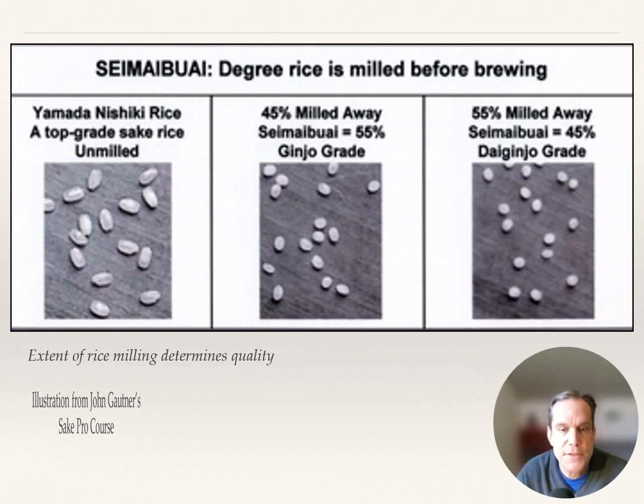So the technical term for rice milling is seimai buai, and that refers to the degree the rice is milled before brewing. So it's kind of the amount of rice that's remaining after the rice is milled away. And here we can see, and this is another great image I borrowed from John Gauntner's Sake Pro course, the difference between top grade Yamada Nishiki that's been unmilled, the rice that's been milled away to the grade of Ginjo, so 45% of it has been milled away, and then Daiginjo grade rice, where over half of it has been milled away. So little tiny circles of rice.